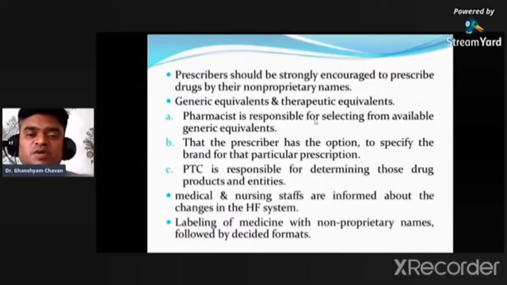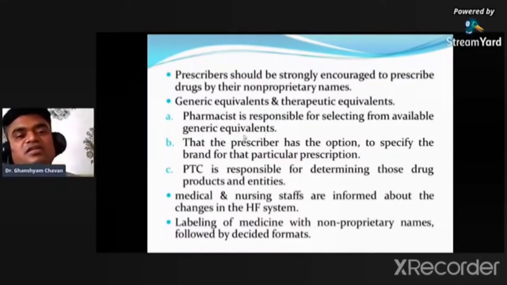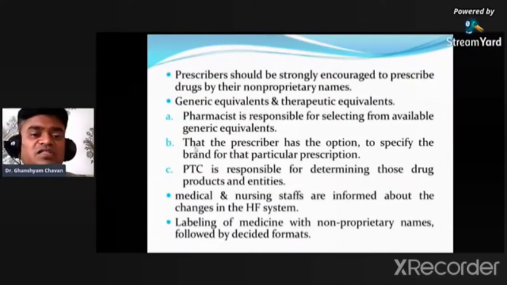Pharmacist is responsible for selecting from available generic equivalents. So the pharmacist has a great role in selecting the specific drugs from the equivalent generic drugs, and he can give that drug to the patients. The prescriber has the option to specify the brands for particular prescriptions.